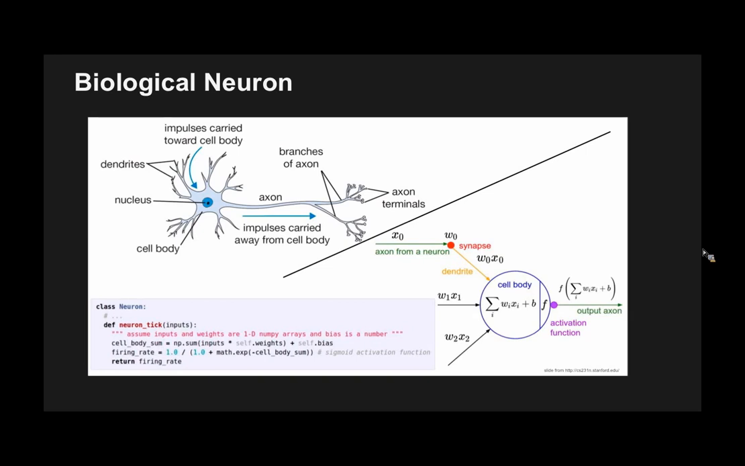Think of it as thresholding. I'll explain that in the next slides. And sends an output through the axon. So loosely speaking, in code, we can have a neuron tick defined as follows, where the cell body takes the sum of all the inputs and the weights, plus the bias, and the firing, which is the activation function that I defined, and it returns that rate.